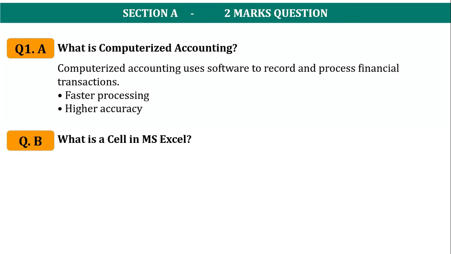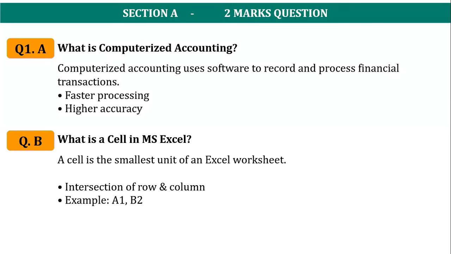Next question, what is a cell in MS Excel? A cell is the smallest unit of an Excel worksheet. That is, it is an intersection or combination of both row as well as column. Example, A1, B1, likewise.